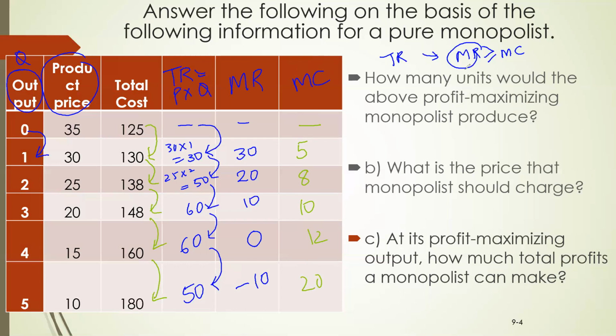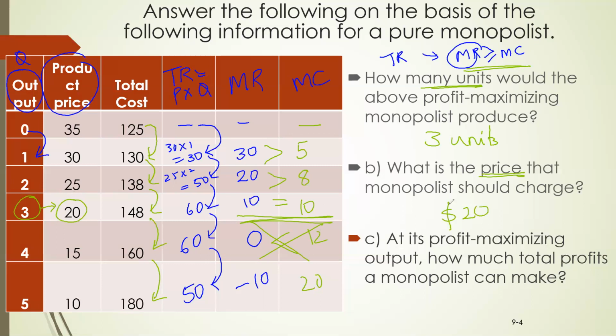Now let's see this condition. Marginal revenue greater or equal to marginal cost. So here it's greater, here it's greater, and here it's exactly equal. If you go anything beyond that, it's not going to satisfy. That means you need to stop here. So what is the output, or how many units is the firm going to produce? That is going to be 3 units here. What is the price the firm is going to charge? At 3 units, price is going to be $20. That means by producing 3 units, it's influencing the price to be 20.